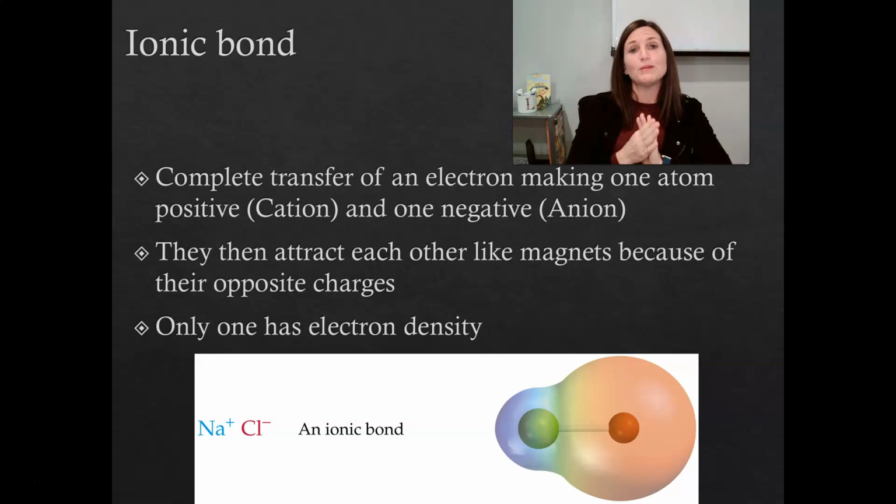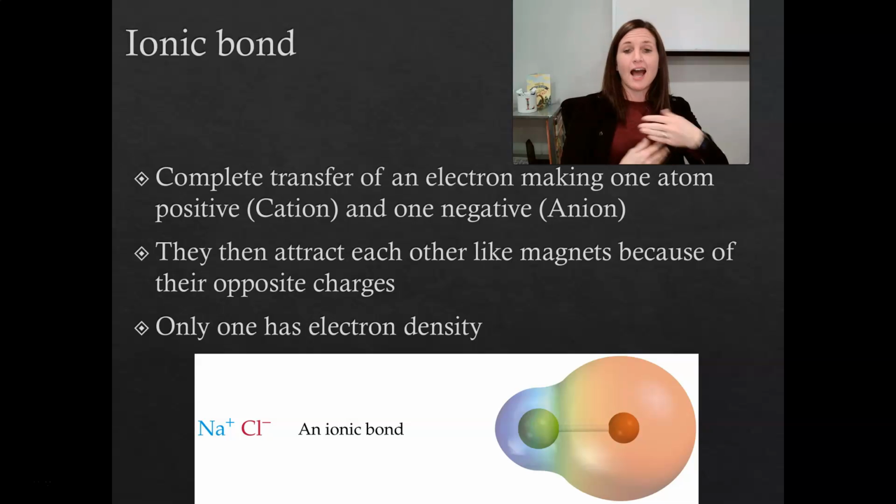The first type of bond we need to look at is an ionic bond, and this is the one you're probably most familiar with because we have talked about ions and ion formation, cations and anions, kind of at length. So the ionic bond is not a big stretch. What we do when we create an ion is we create a cation, which is positive, and an anion, which is negative. And then they're going to attract each other like magnets because opposites attract, and they're going to stick together. In this case, only one of them has electron density.